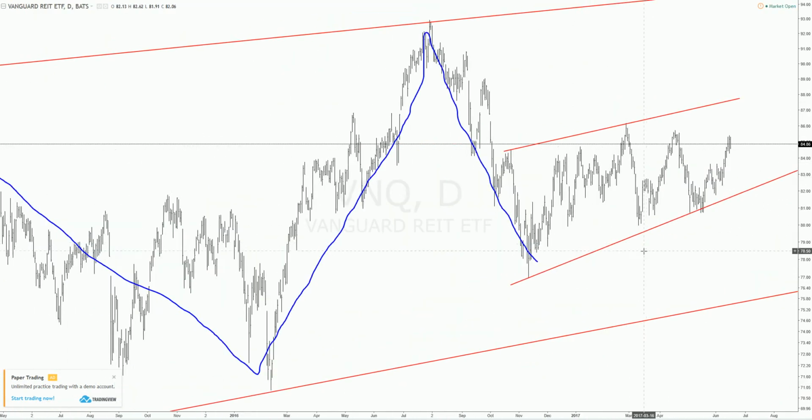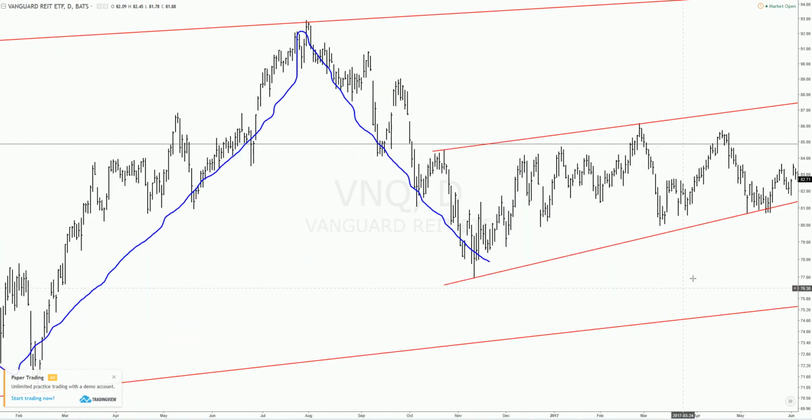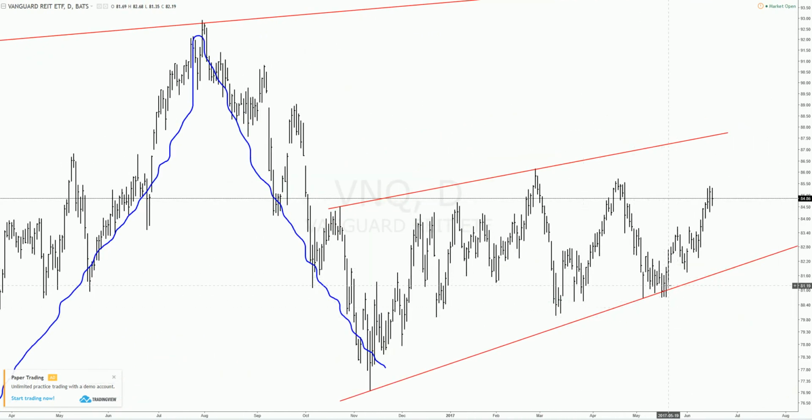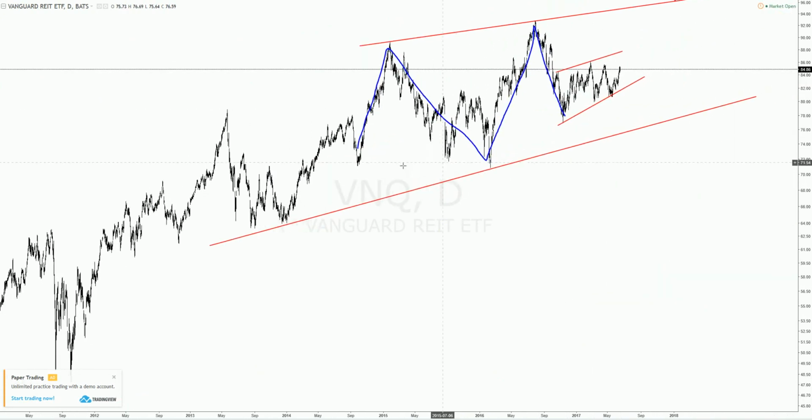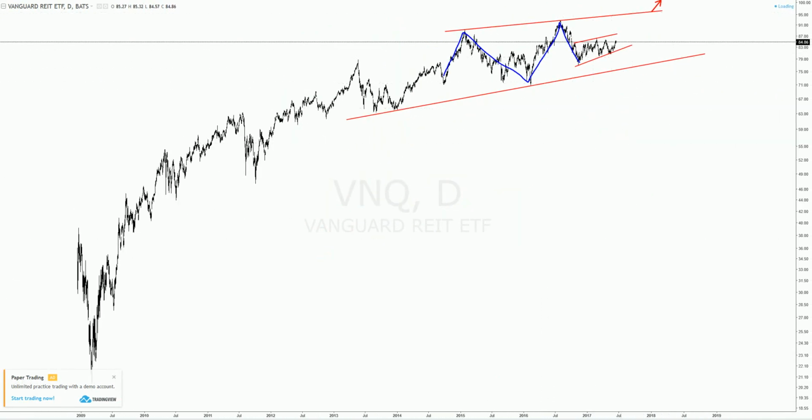And REITs has bounced. Subscribers of Patreon, I told them this could bounce. This was a good entry. Risk reward wise, it has bounced. They're probably making some money and a good dividend. Okay, but again, we're looking for some kind of move down and then back up.